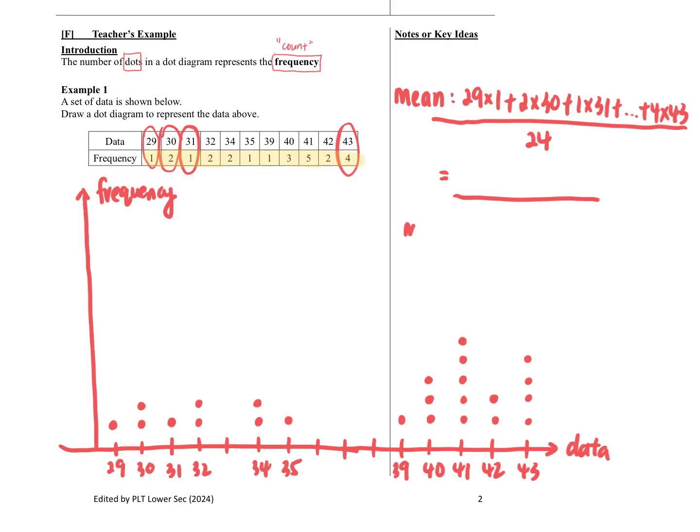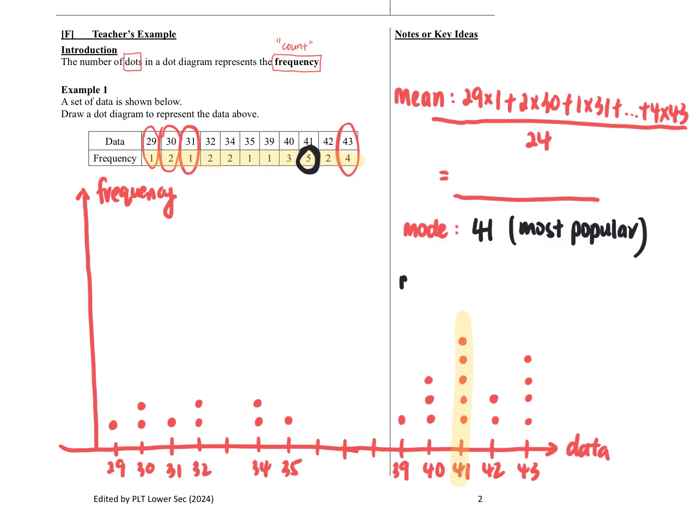You can tell me what's the mode. Which one is the most popular data? 41, because it's the tallest. It has the highest number of people who chose it. So in this case, you see this is the one with the 5. So mode is 41. The most popular one, or the most frequently occurring one.